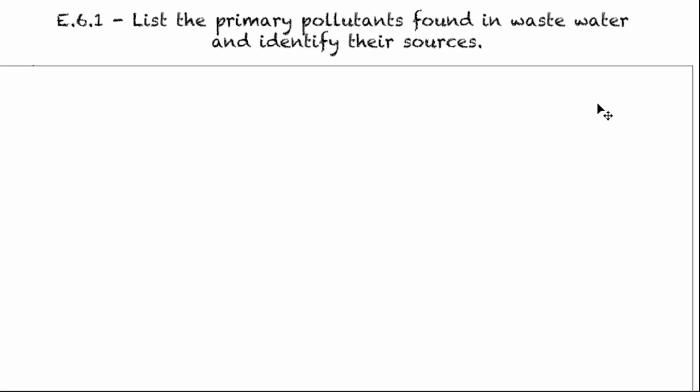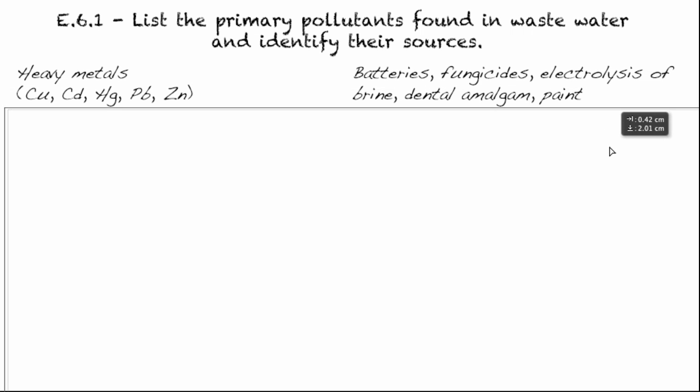Welcome to E6.1. Today we're going to list the primary pollutants found in wastewater and identify their sources. So we're going to start off with heavy metals. And heavy metals include copper, cadmium, mercury, lead, zinc, and others like that.